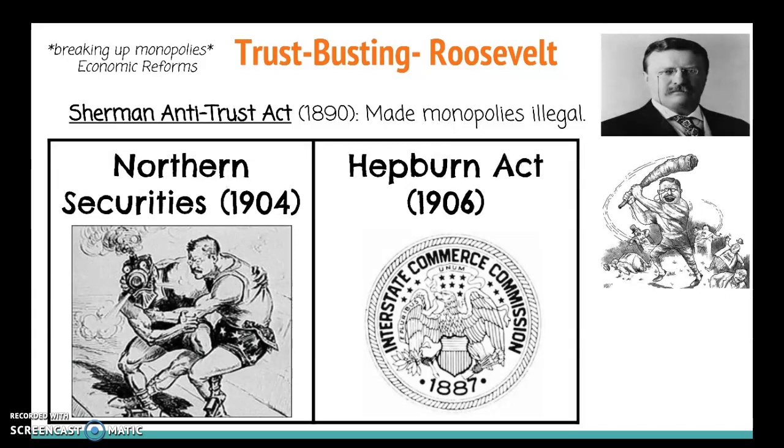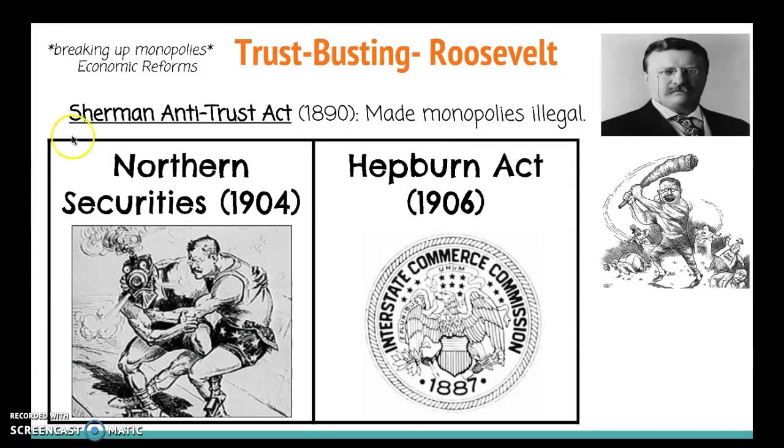And so we see the first vigorous enforcement of the Sherman Antitrust Act under the administration of President Roosevelt. During Roosevelt's presidency, we see an expansion of executive power as he starts to come down on all of these trusts. Here are a couple of examples of him doing this.